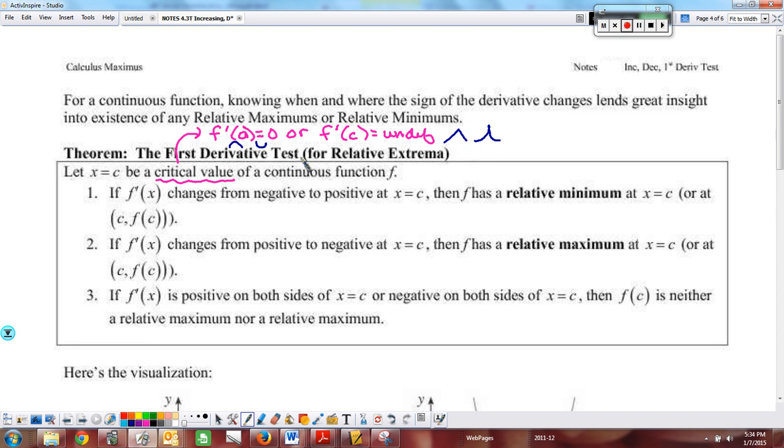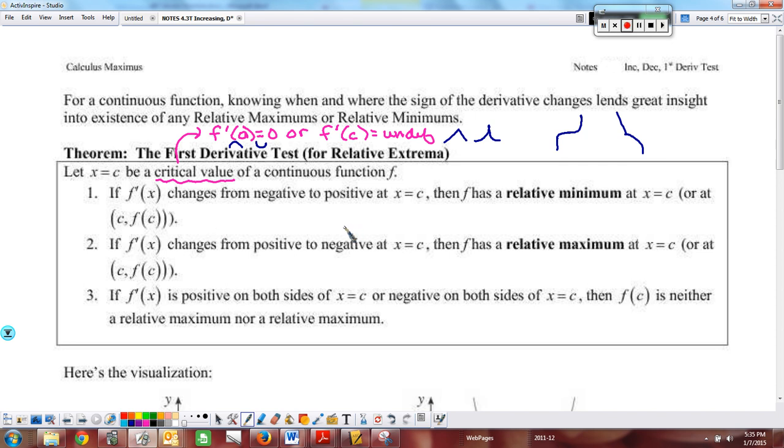because that's not what's important. I'm drawing them as relative mins and maxes. However, you could have a 0 that looks like this, where you have a horizontal tangent line here, or you can have a cusp where it comes in and then does something like that, where these are not extrema. So the critical values are critical because they're going to be candidates for relative extrema.